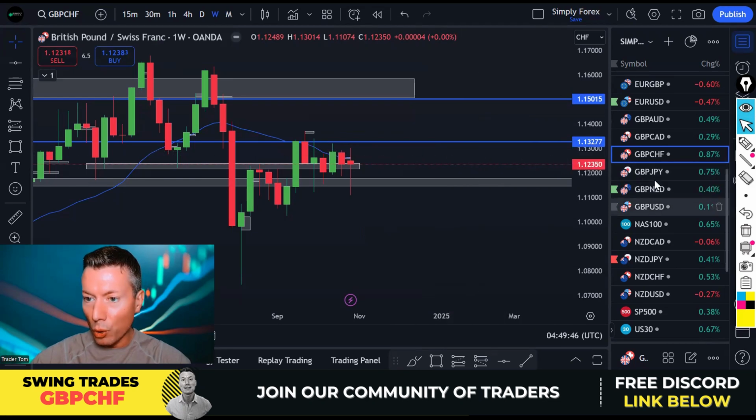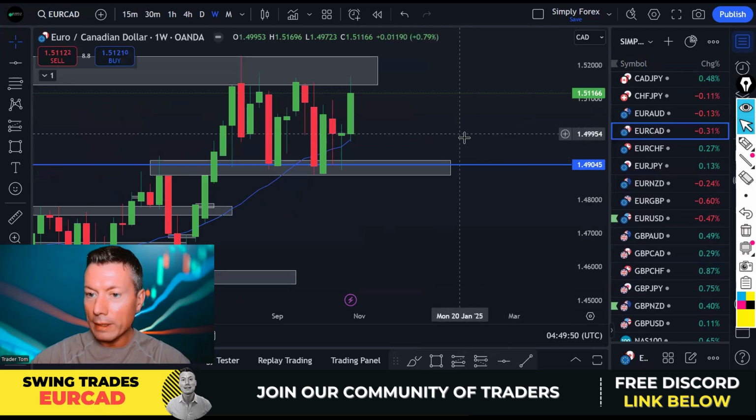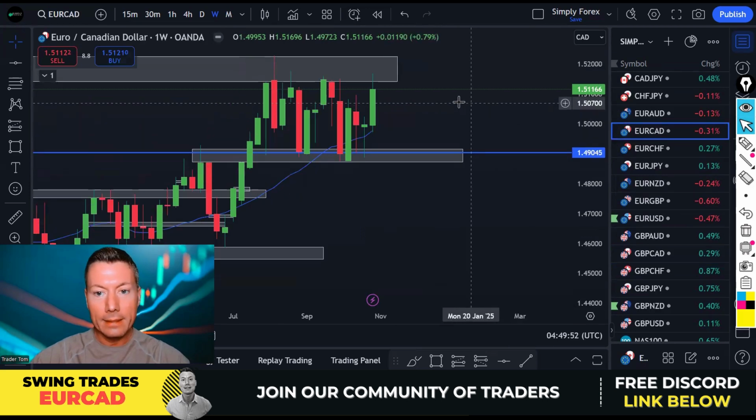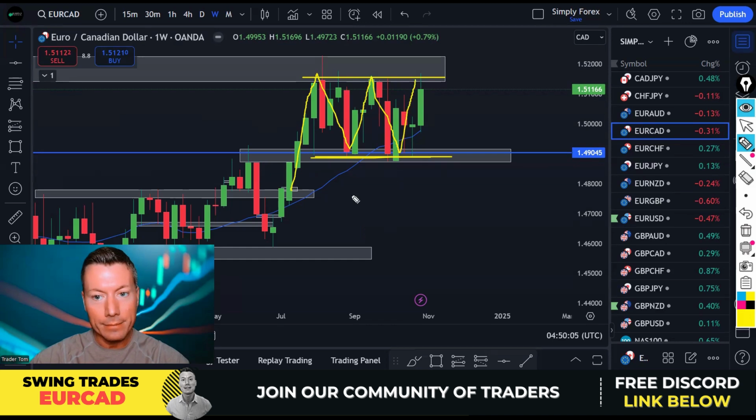Like I say, guys, there's more. Let's have a look at Euro Canadian dollar. This is my next trade idea. And again, a range. This is the weekly chart because we're swing traders here, looking at swing trades, but a range, yeah, bang, bang, bang, bang, bang. Yeah, that's a technical term, bang, bang, bang.